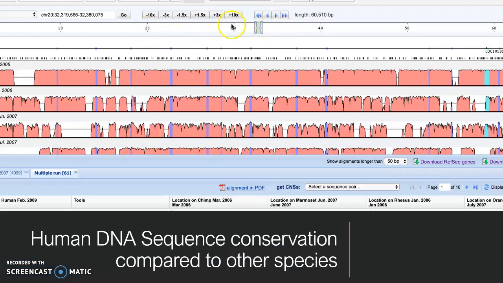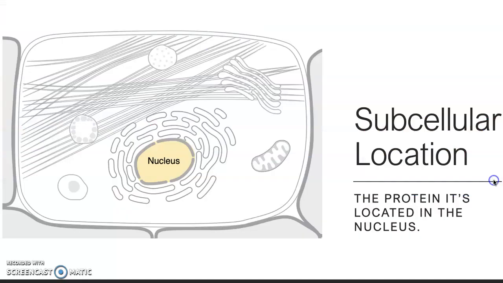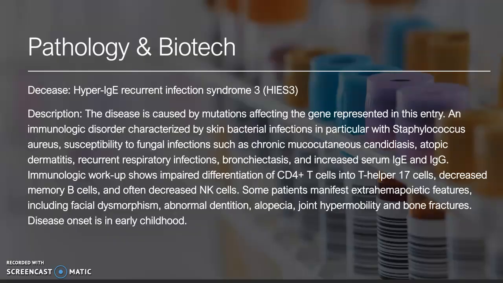In this chart, you can see a comparison of the human DNA sequence conservations compared to other species. Here is the subcellular location, which is where the protein is located. It's located in the nucleus of the cell. A disease that is related to the protein is the hyper IgE recurrent infection syndrome 3. It affects the skin and the lungs, which is caused by STAT3 gene mutations.